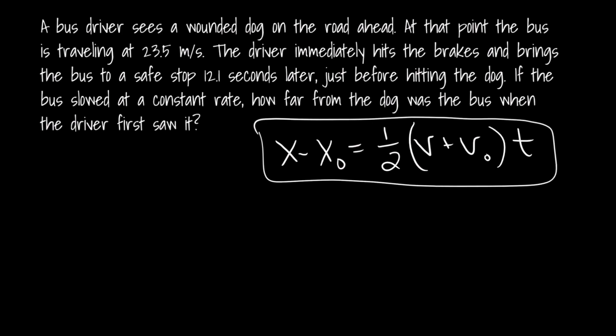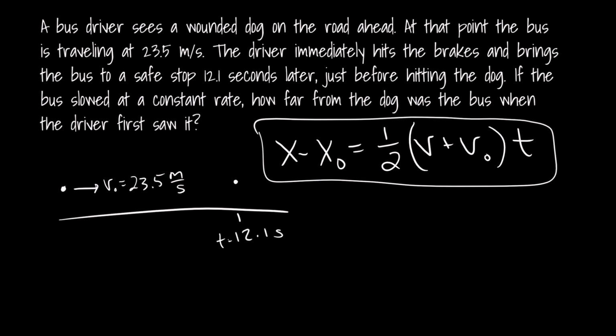Looking at our example problem for this fourth equation, we have a bus driver who sees a wounded dog on the road ahead. At that point, the bus is traveling at 23.5 meters per second. So here's our bus, and it's traveling at 23.5, our initial velocity, 23.5 meters per second. The bus driver applies the brakes and brings the bus to a safe stop. So we know the time equals 12.1 seconds. The velocity of this bus is now 0 meters per second. And our t is 0 seconds over here.